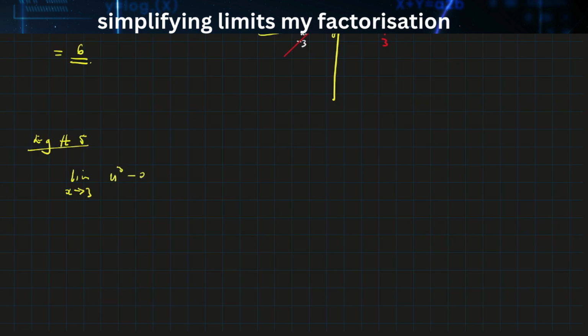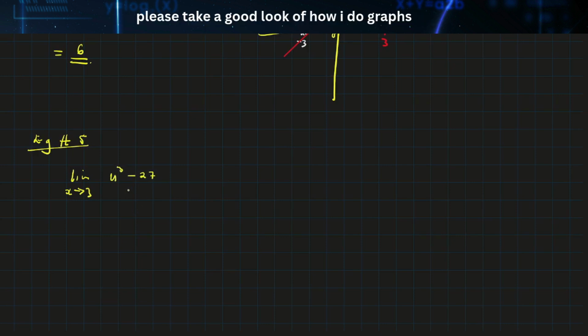u cubed minus 27 all over u minus 3. Definitely, we also have the same situation where our u cannot be equal to 3. But we can simplify again, as the limit of x is approaching 3. How do we do this? We use SOP. Same, opposite, or positive. Same, opposite, or positive.